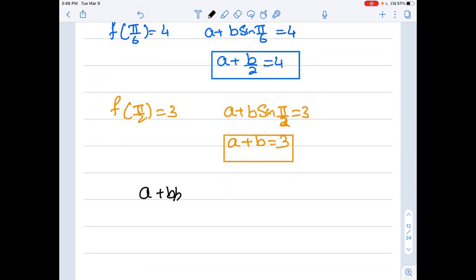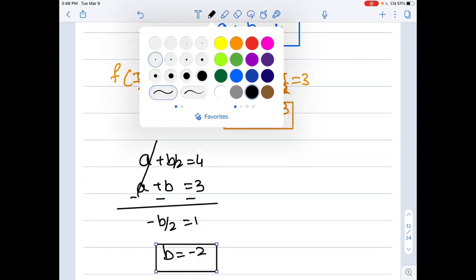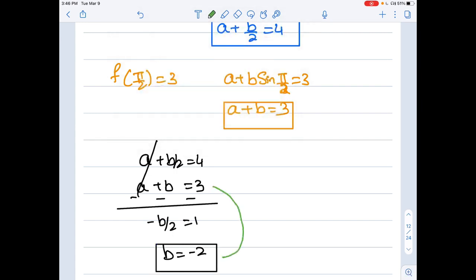a plus b upon 2 is equal to 4. a plus b is equal to 3. Subtract these two equations. Minus, minus, minus. a gets cancelled. Minus b upon 2 is equal to 1. So b is equal to negative 2. Once I get b is equal to negative 2, substitute this b value over here. a minus 2 is equal to 3. So a is equal to 5. So I got the value of a as 5.